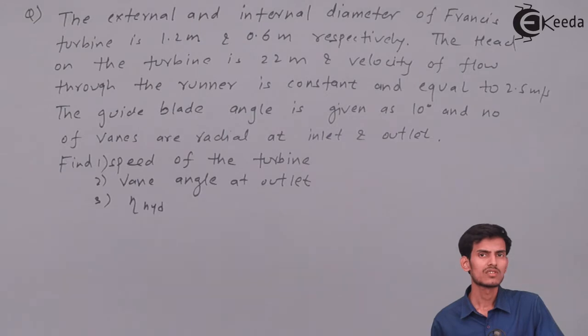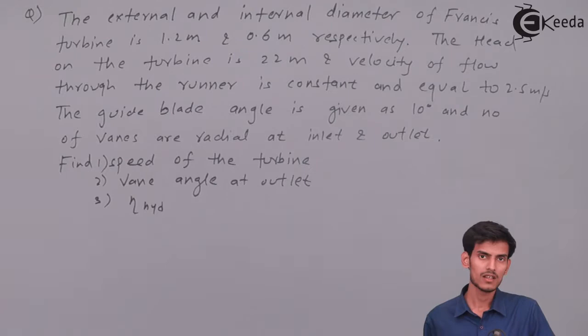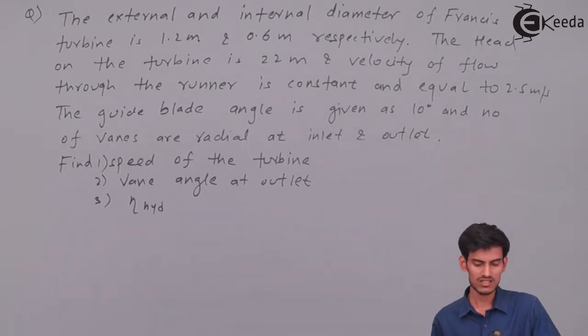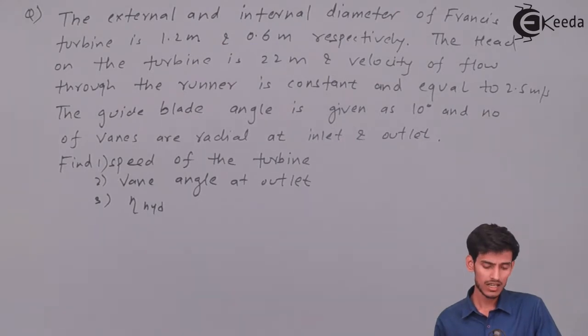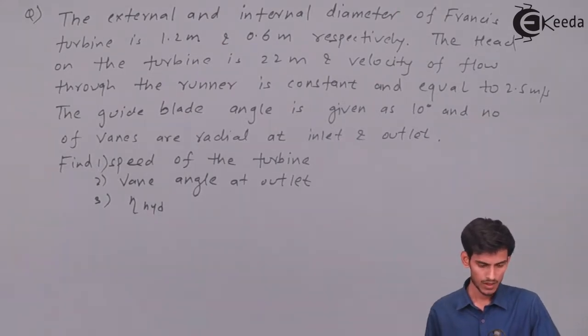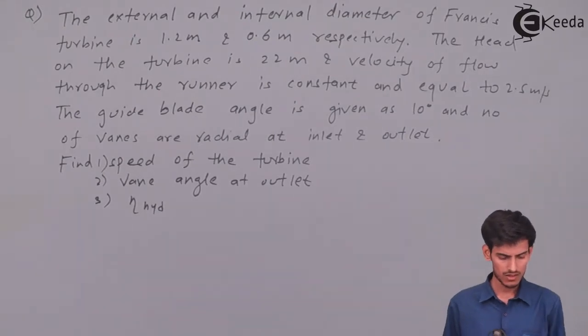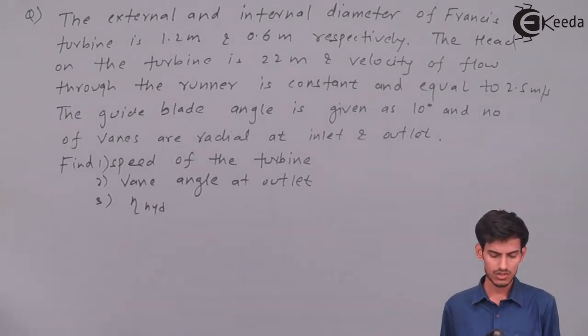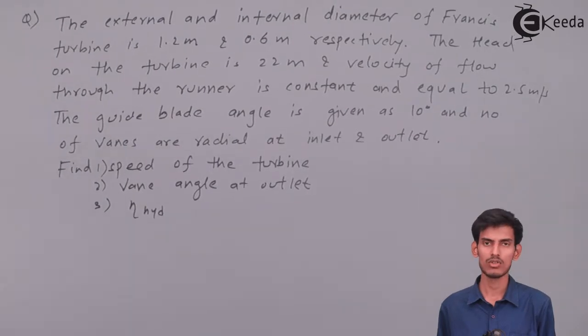So in other questions, the discharge was radial only at the outlet. Here, it's a special question in which the discharge is radial at both the inlet and outlet side. So the triangle will have a few changes in it. So we have to find the speed of the turbine, the vane angle at the outlet, and the hydraulic efficiency. So let's draw the triangle first. So here the discharge is radial on both sides.